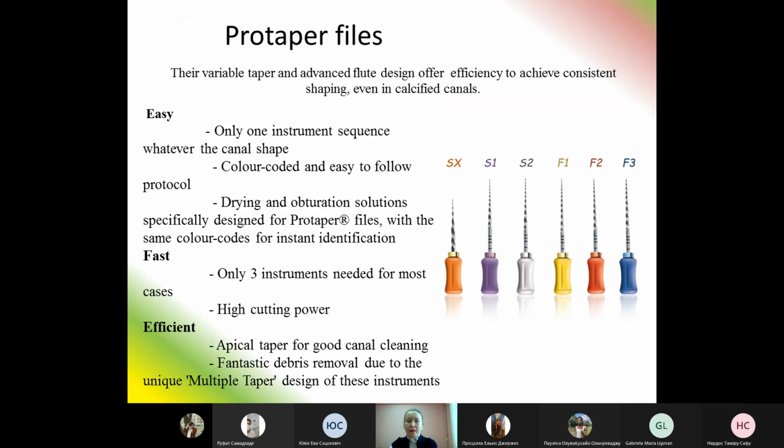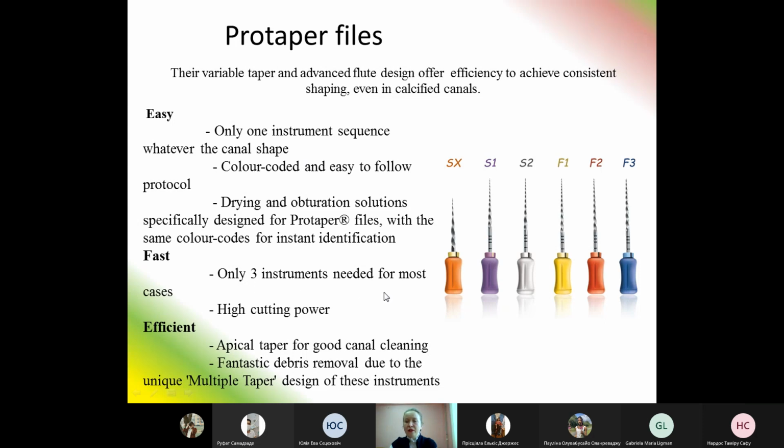ProTaper files. Their variable taper and advanced flute design offer efficiency to achieve consistent shaping even in calcified canals. Here you have the ProTapers. They have such sizes. So with these 6 instruments, all root canals can normally be treated. There is only one instrument sequence, whatever the canal shape. They are color-coded and the treatment protocol is easy to follow.